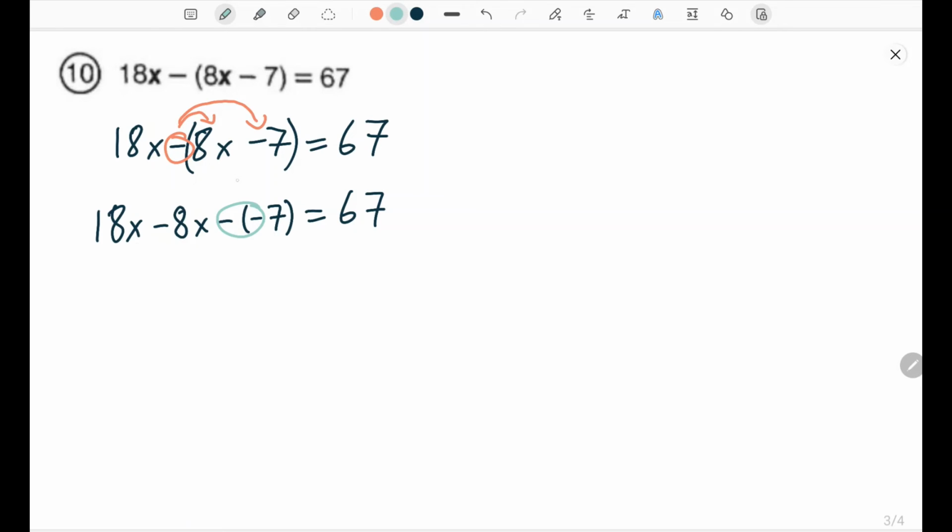Double negatives, we know that makes a plus. And so what actually happens is you have 18x minus 8x plus 7. So if you didn't have those brackets, that would make a big difference because you'd have a minus 7 instead of a plus 7.